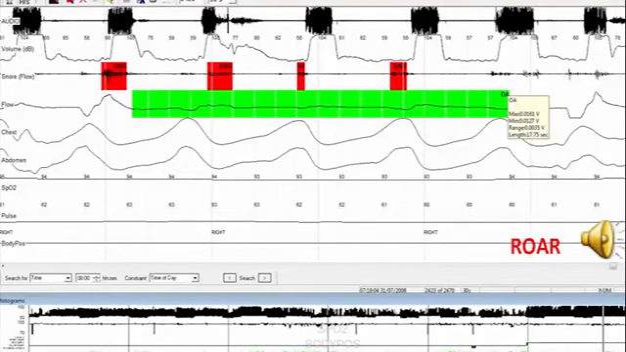That's a roar. One more. Okay, and that's what the roar looked like. Then we had a wheeze.